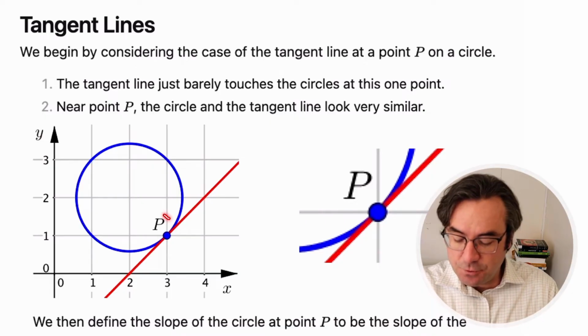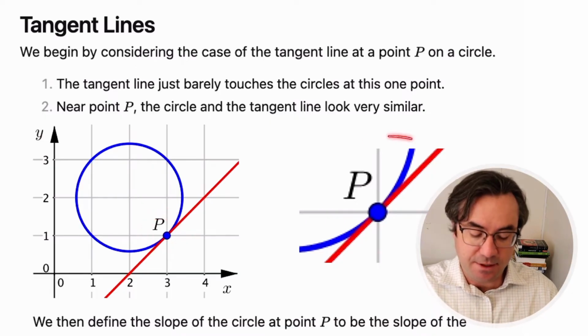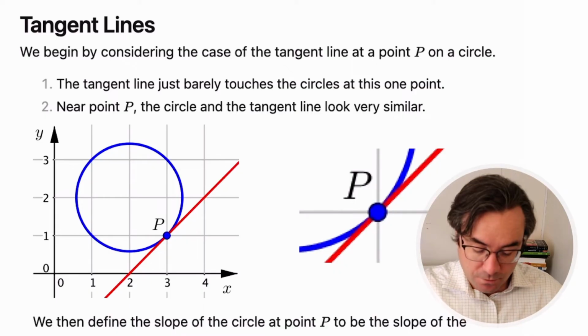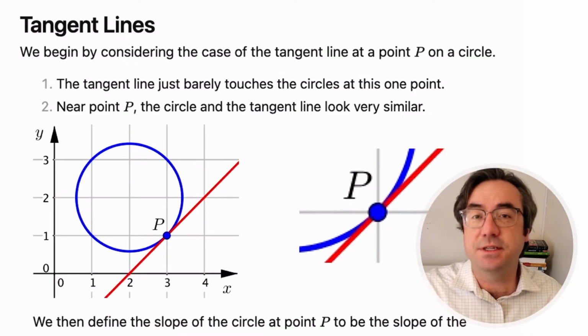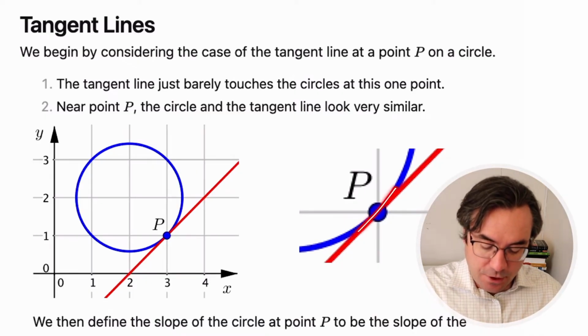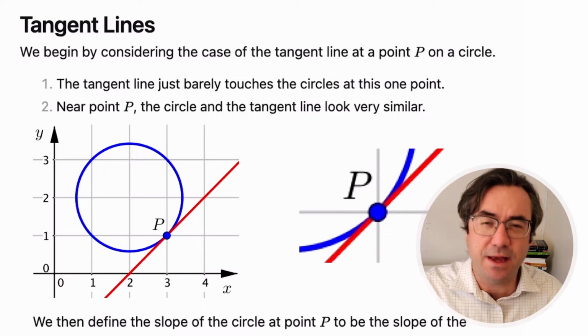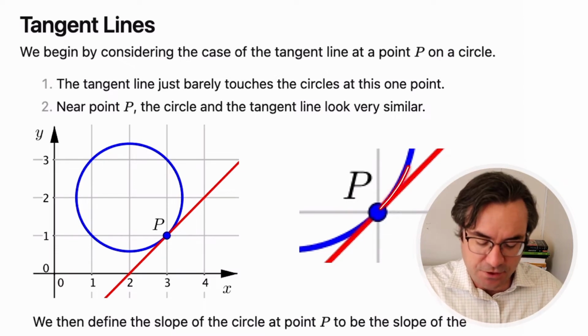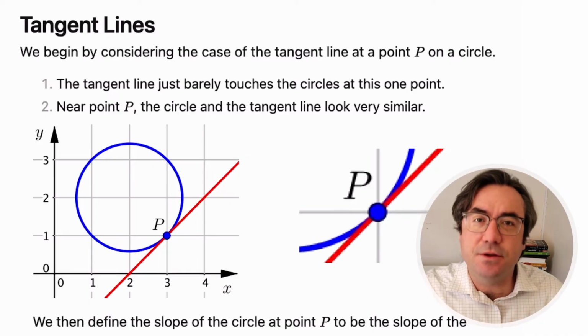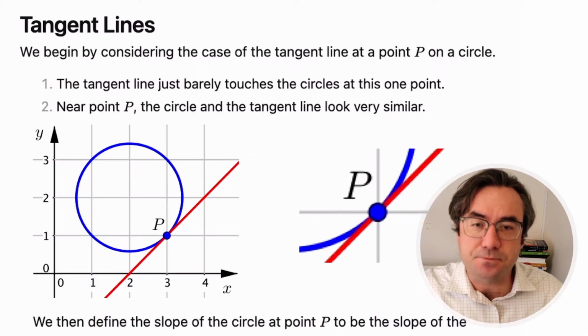And if you zoom in on that point of tangency, like we have right here, the tangent line and the circle right around that point look very similar. So it almost looks like they're going in the same direction right at that one point. And then the circle curves away. But at that one point, the tangent line and the circle look very similar.